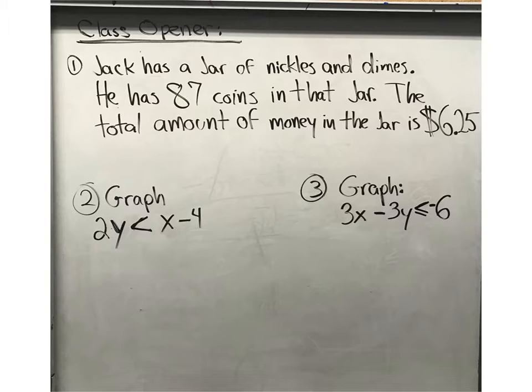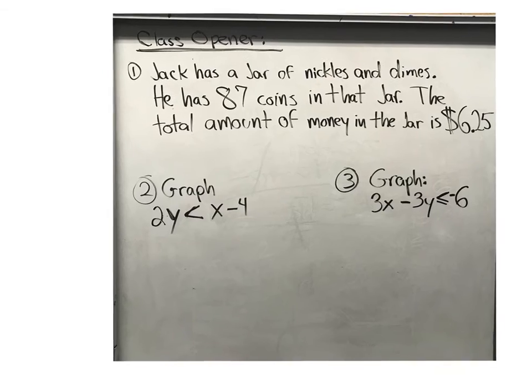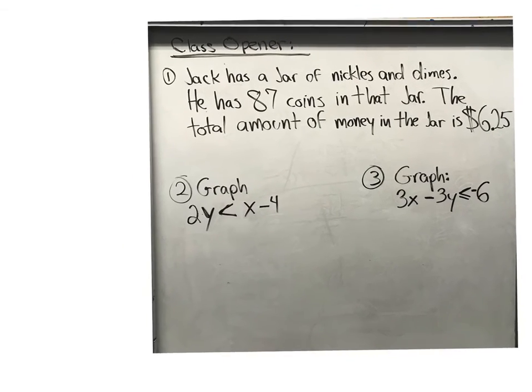We are going to have a word problem on Friday's test, just like on this class opener. It says Jack has a jar of nickels and dimes. He has 87 coins in that jar. The total amount of money in the jar is $6.25. So we need to come up with some instructions on how to create a system when we have these types of word problems that involve money.